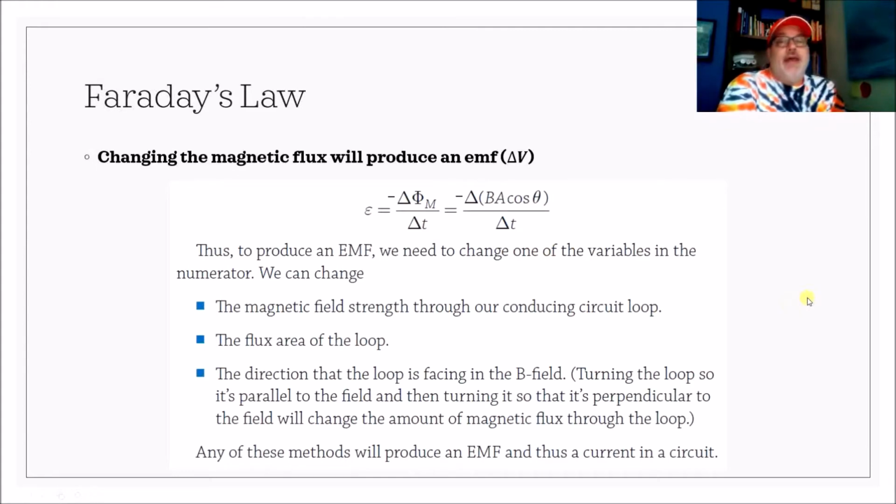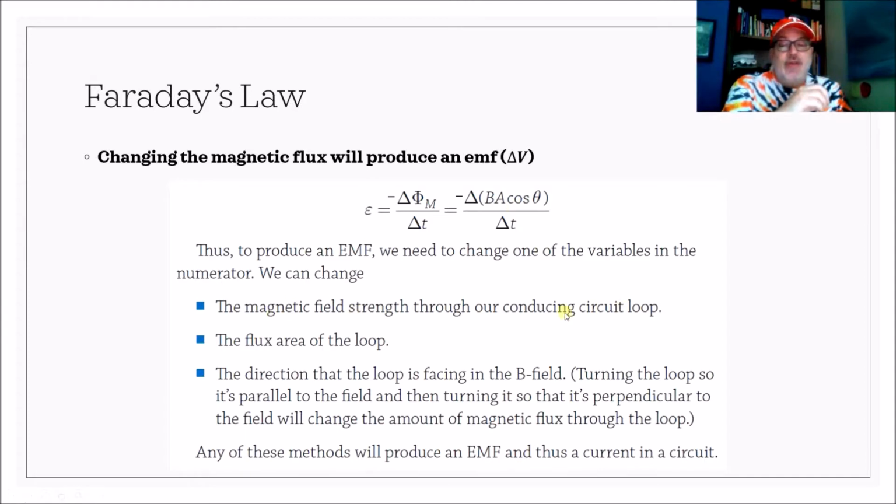So now, Faraday's law. If we can change this magnetic flux with time, it will produce an EMF, or a delta V, or essentially a battery, right? We need to change the flux with time. So that's the change in magnetic field strength, and/or change in area, and/or change in angle with time, and it will produce an EMF.